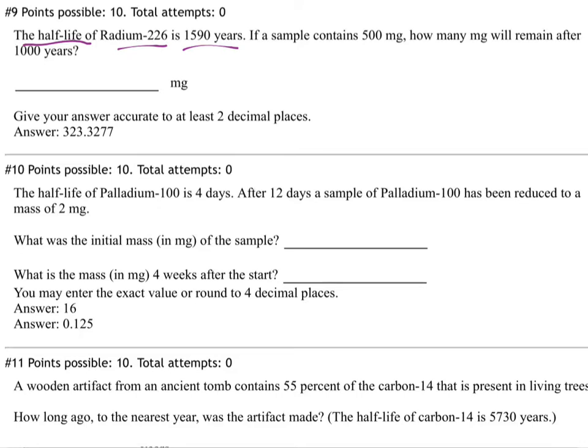Half-life is how long it takes for there to be half of it. It means after 1,590 years, half of this radium-226 will go away. So, for example, if you start off with a sample that contains 500 milligrams, it'll drop to half that amount, 250 milligrams, after 1,590 years, a long time. Half of it will just dissipate into the atmosphere.